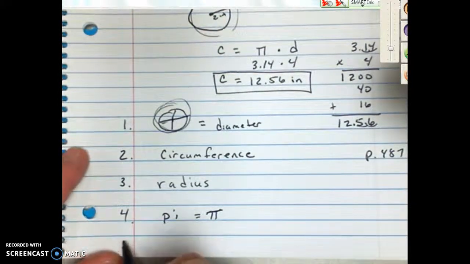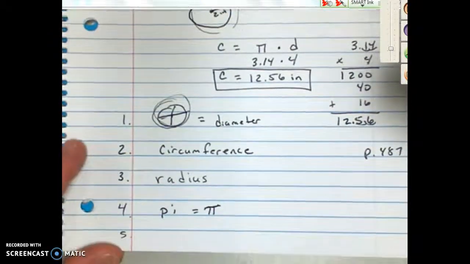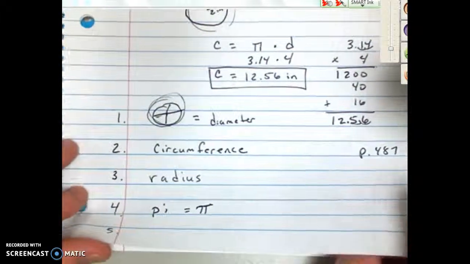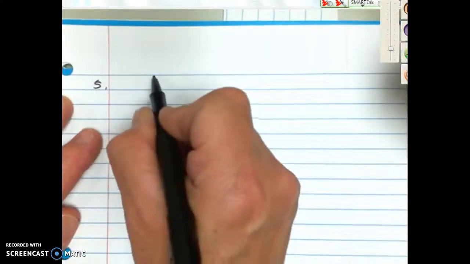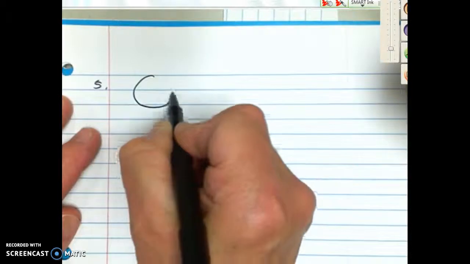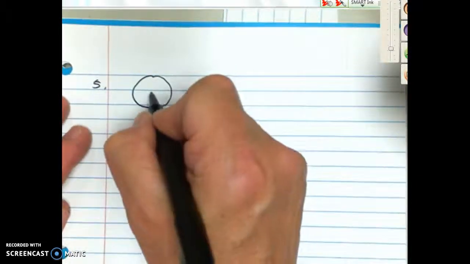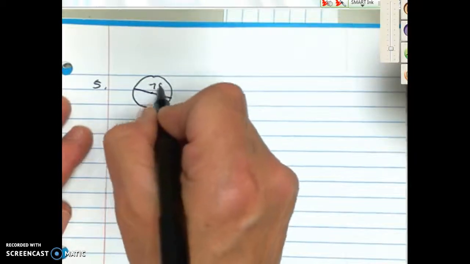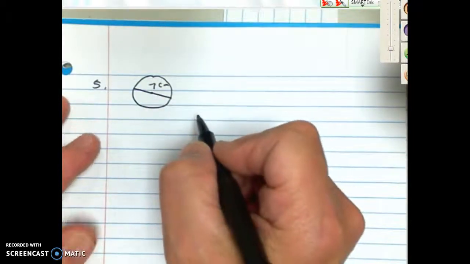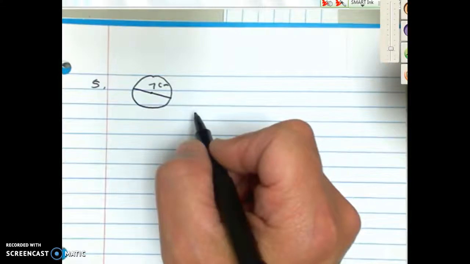Number 5, we're going to do on the next page. So turn your page. We're going to take a look at number 5, and we're going to find the circumference of the circle. So we're going to start with a circle. Draw the circle and label it 7 centimeters. The diameter is 7 centimeters all the way across. So we want to find the circumference.